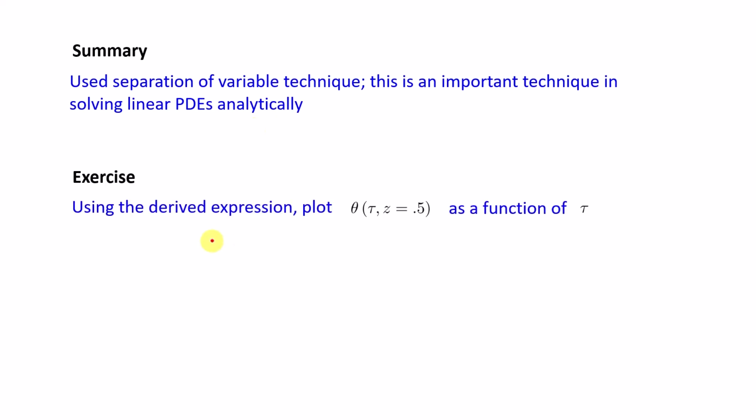For your exercise, use the equation we have derived at the end, and at z equals 0.5, plot how theta changes in dimensionless time. Use any software, it could be Python or MATLAB or any other software, even maybe Excel.